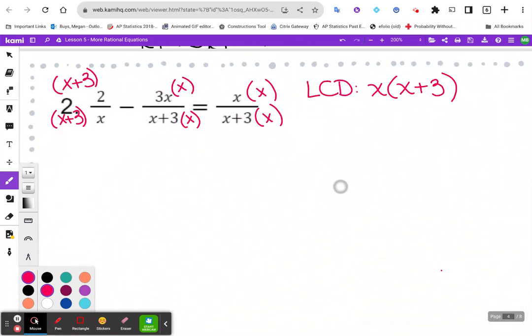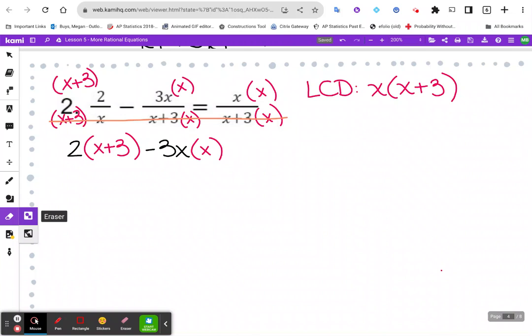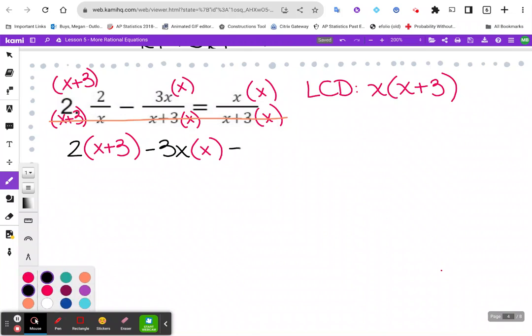I clearly can see I got x plus 3 and x all on my denominator, so I'm done with those at the moment. Those are not things I'm worried about right now. I've got the 2 from the original with that x plus 3. We've got a minus 3x. Remember, I times that by x. And it was equal to x times that x here. So that's what my numerator would look like in this case.